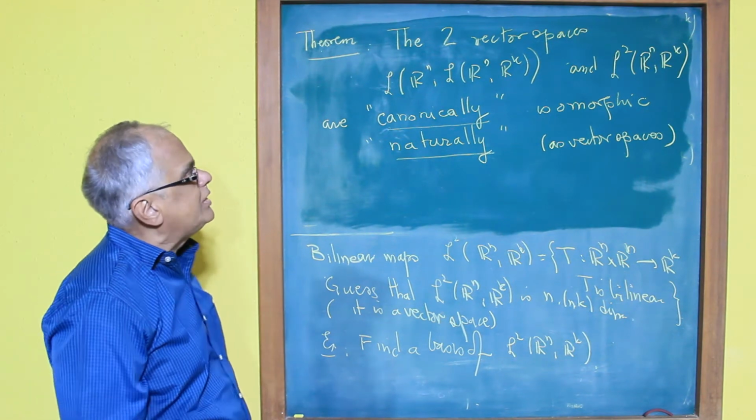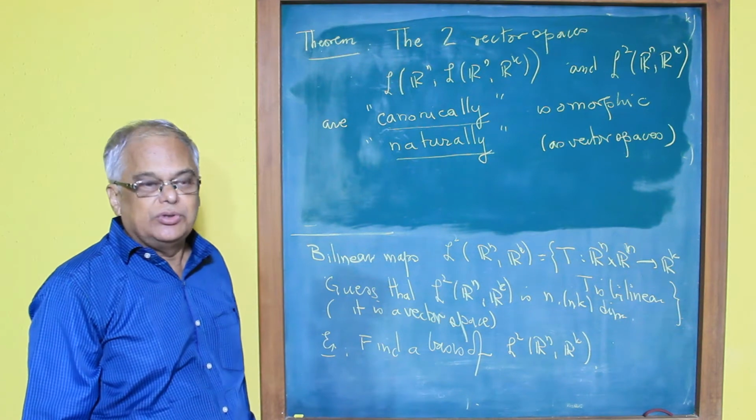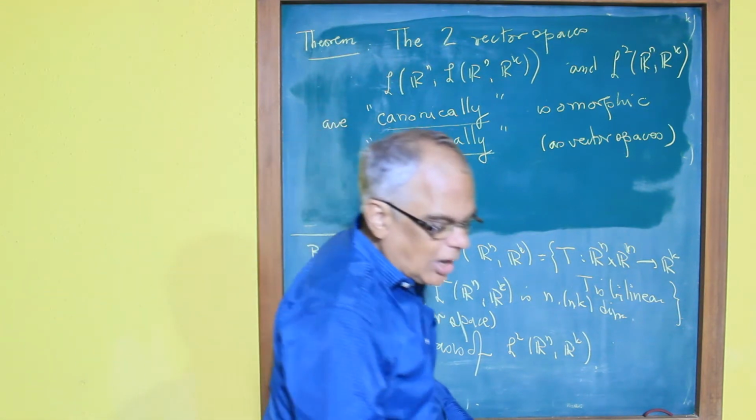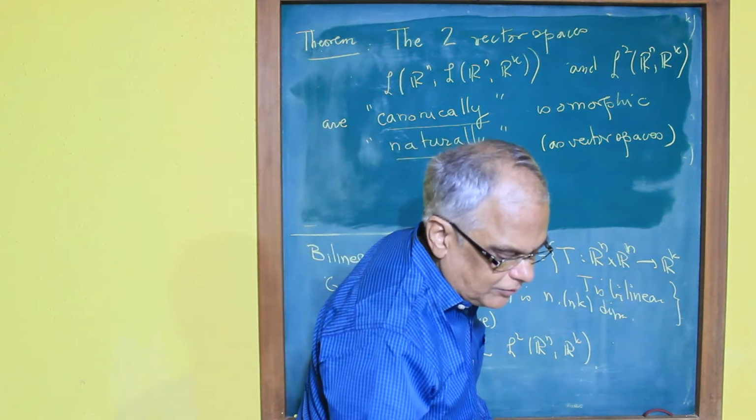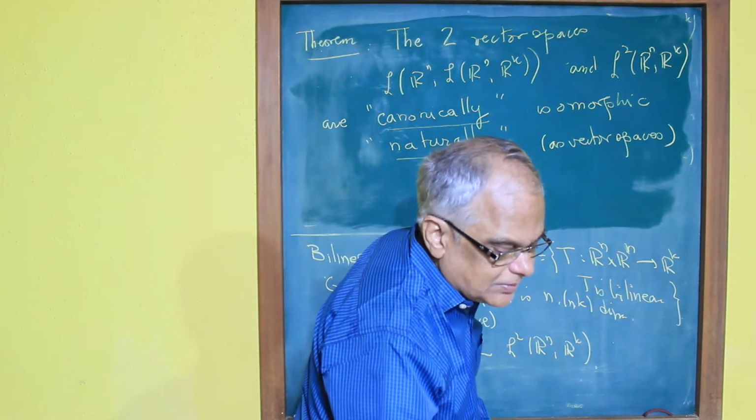So I must show you an isomorphism between these two vector spaces. So how would you construct an isomorphism between these two vector spaces?